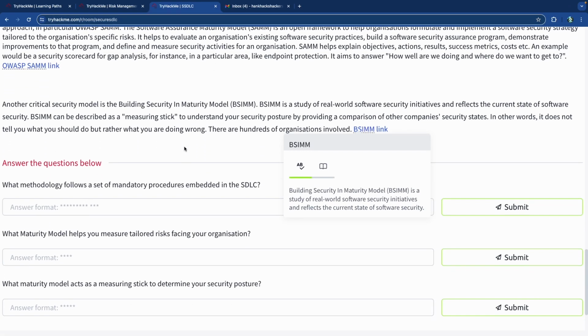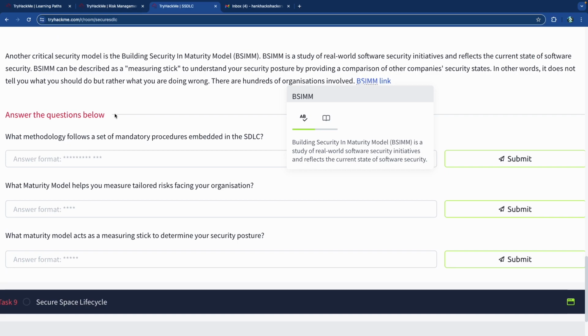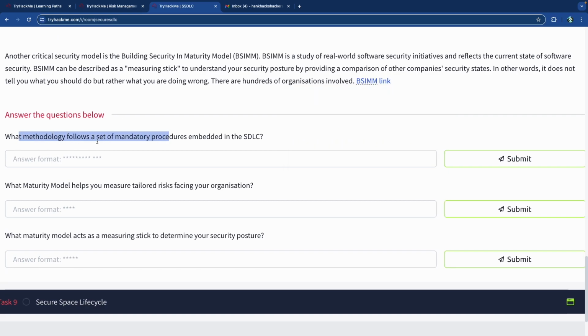So now, here are the questions here. What methodology follows a set of mandatory procedures embedded in SDLC, and it is Microsoft? What is it? SDL, SCL, or SDL?